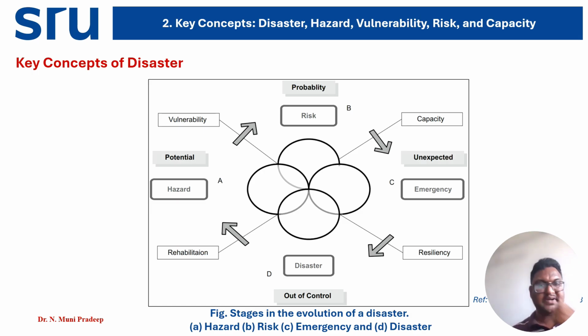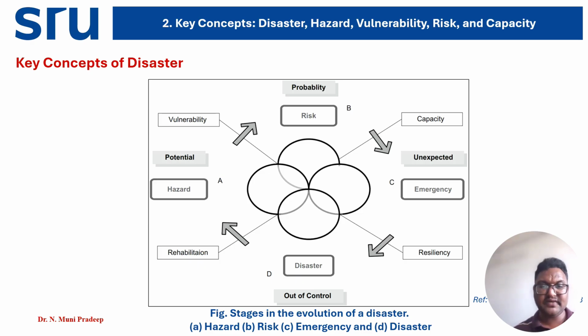This slide presents an extremely important diagram from the research of Dhalla and Esmail, published in 2018. Sorry, I forgot the source, just give me a minute so I can recollect. This diagram shows the four stages in the evolution of a disaster: hazard, risk, emergency, and disaster. Let us understand this progression carefully because it tells us at which stage we can intervene to prevent a disaster.